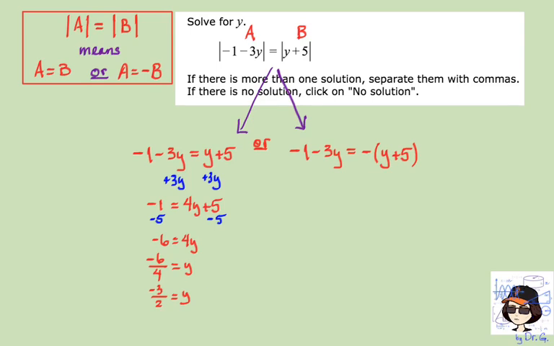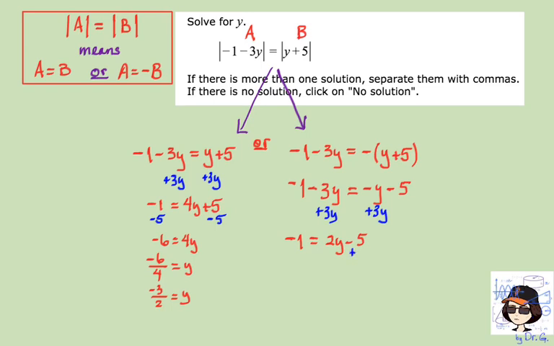Okay, let's go to the other equation. So I've got that minus sign outside of the parentheses. So first thing I have to do is distribute the minus sign before I start combining like terms. So I've got negative 1 minus 3y equals negative y minus 5. So now let's do the same thing. Let's add 3y to both sides. I've got negative 1 equals 2y minus 5.